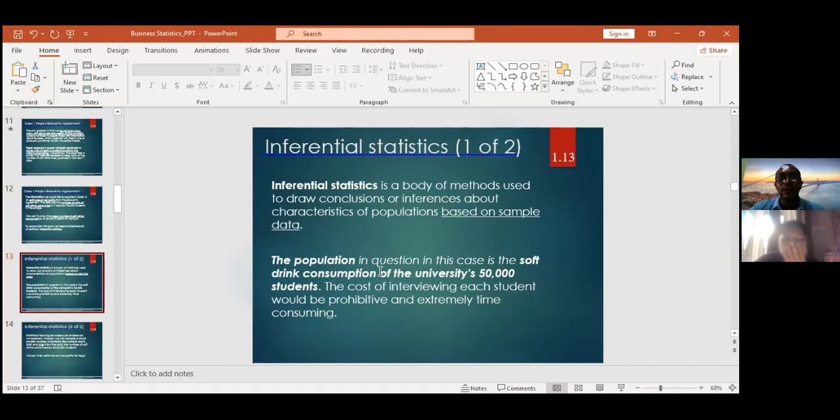The population in question, in this case, is the soft drink consumption of the university, which is 50,000 students. The problem is the cost of interviewing each student will be prohibitive and extremely time consuming. So instead of interviewing 50,000 students, you can only interview 500 students.